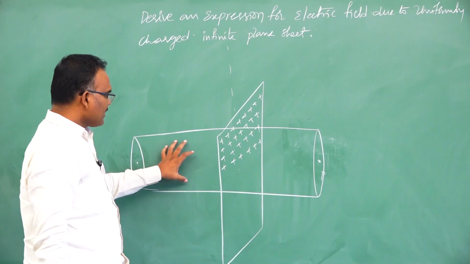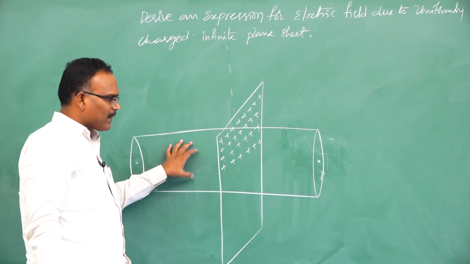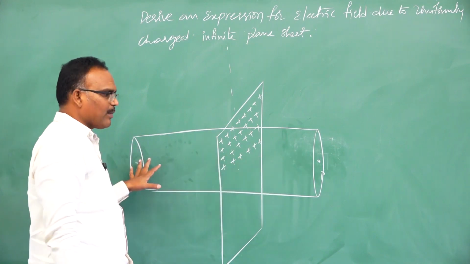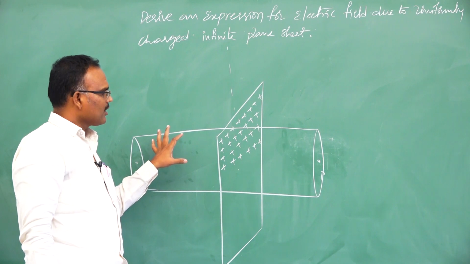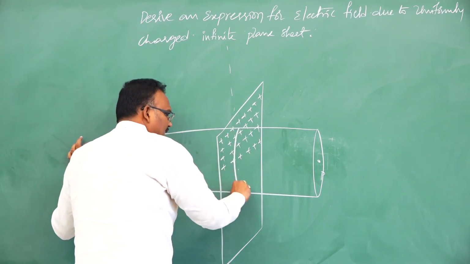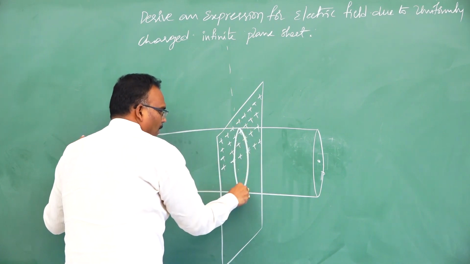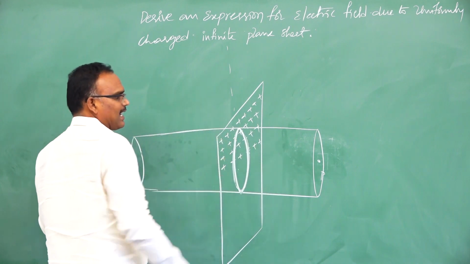Now the Gaussian surface is a cylinder, or it can be imagined as a prism. If you consider a triangle, you will get a prism. So these are the Gaussian surfaces for this sheet. But charge lies only on this circle. So charge lies on this region, which I have to take to calculate electric field.